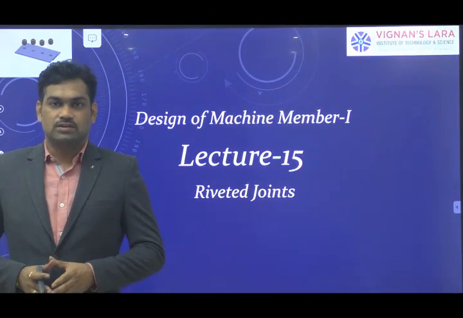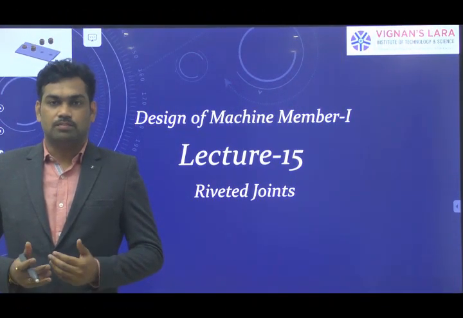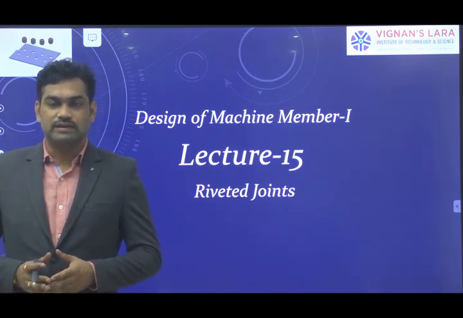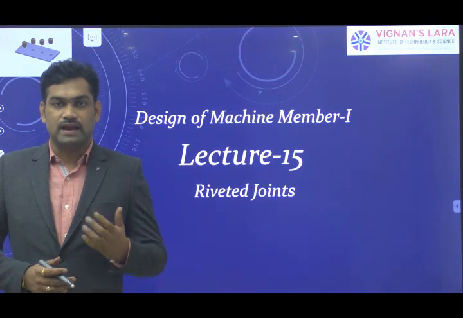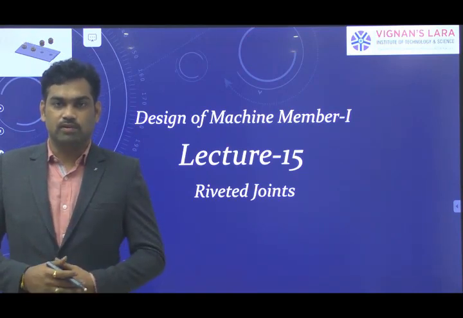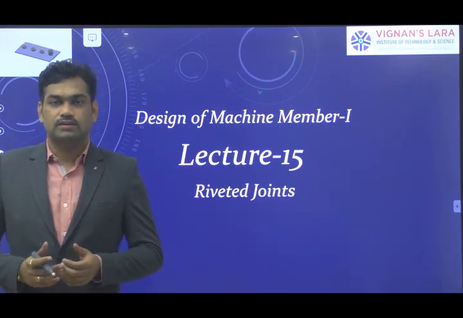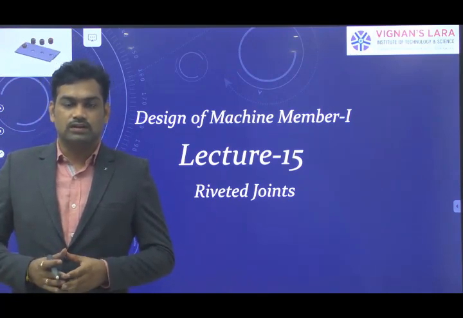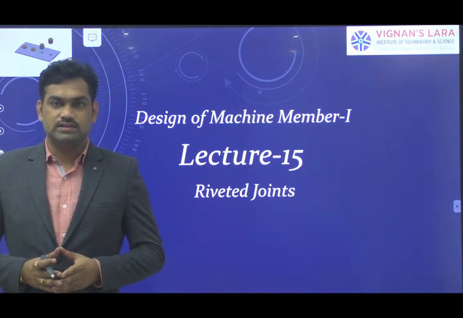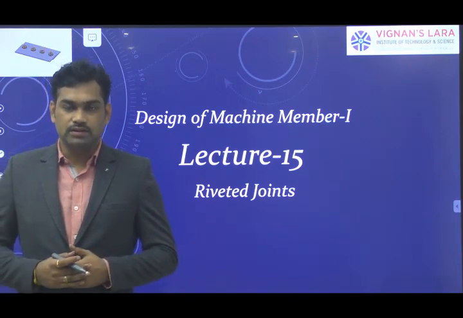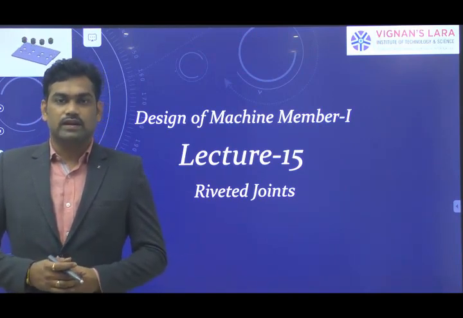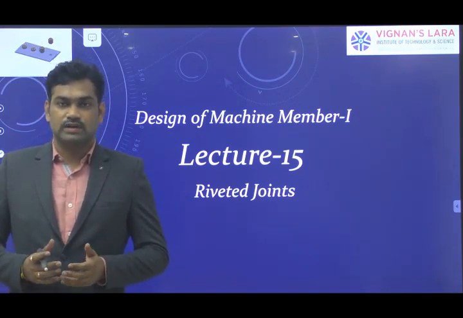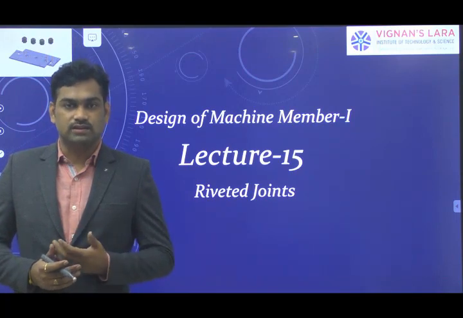Good morning, students. In the earlier class, we discussed how machine components are designed when subjected to static loads as well as fluctuating loads. After the design stage, at the last stage we assemble all the components. For that, we require the joining of two machine components, which we call fastening methods.